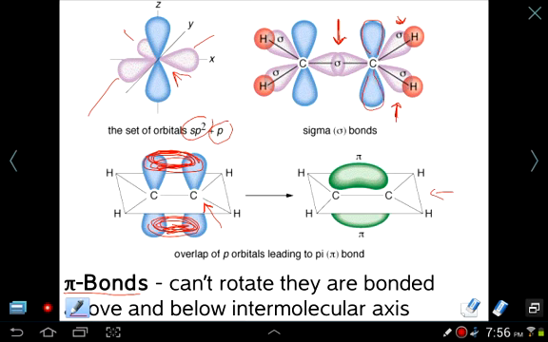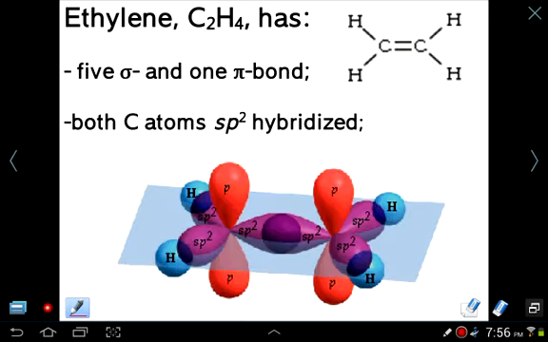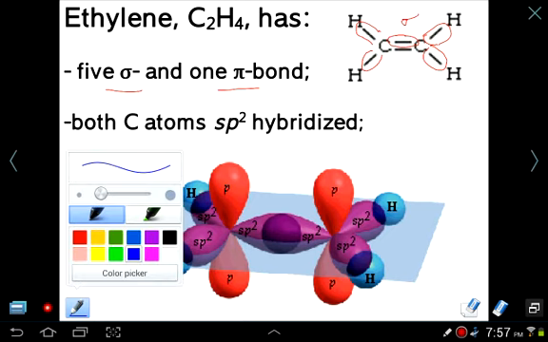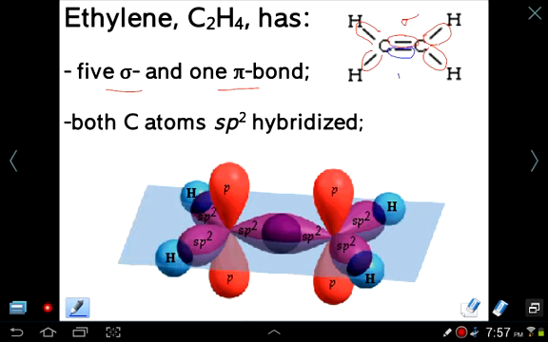So study this in a little more detail, and maybe it'll make a little more sense, the difference between pi and sigma bonds. We'll take a look at a few molecules. Here's ethylene, a fun-loving substance. And ethylene, if you count, has 5 sigma and 1 pi bond. Let's circle all the sigmas. 1, 2, 3. Remember, every single bond is a sigma bond, and the first of a double bond is a sigma bond. So all these are sigma. And then it has just 1 pi bond. In this case, this one here is your pi bond.